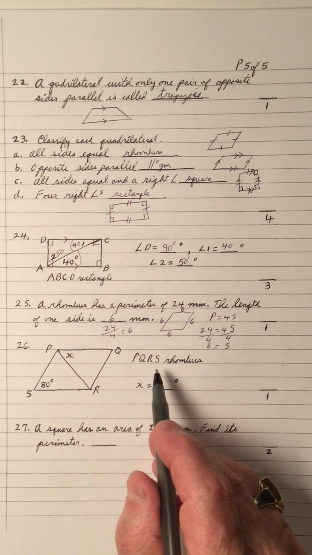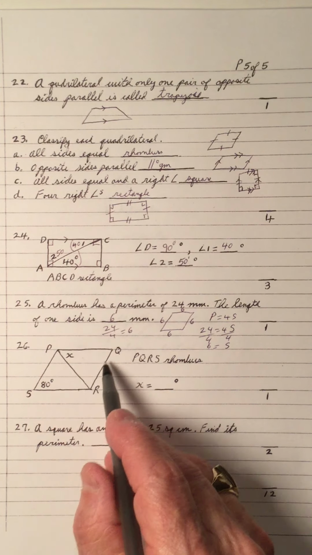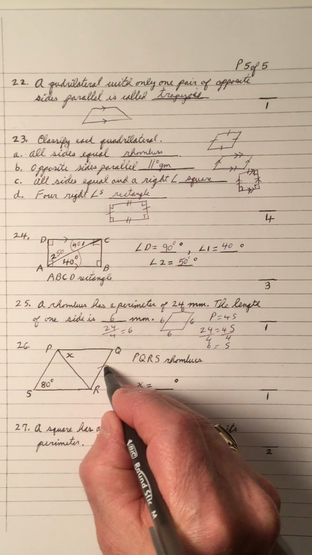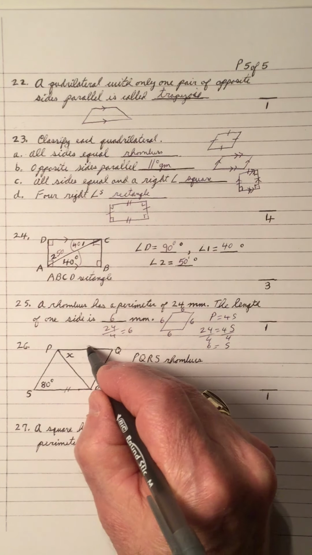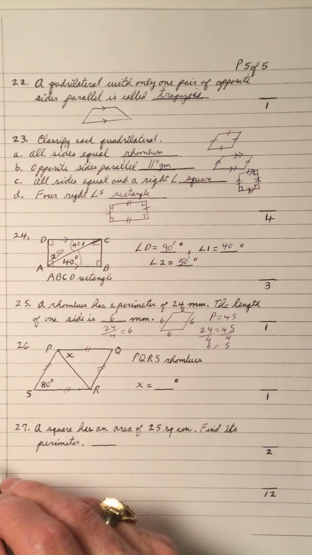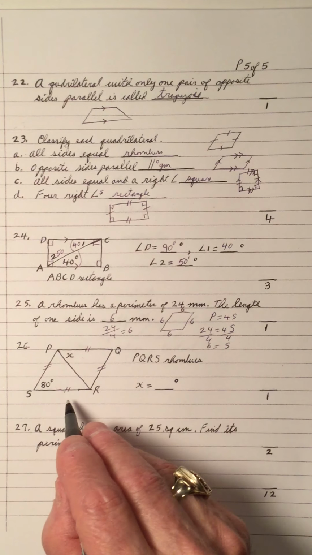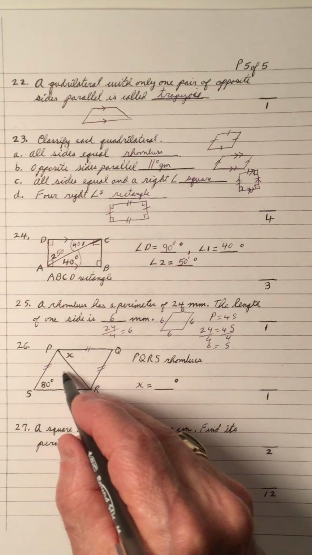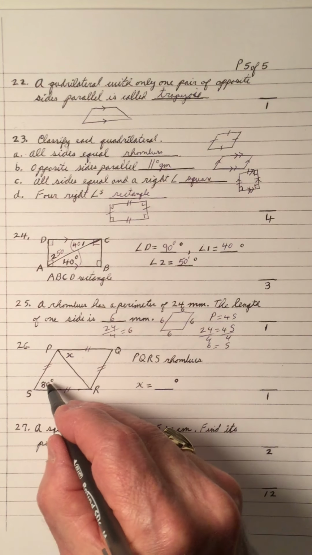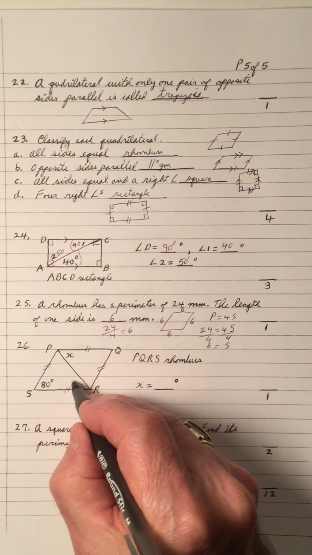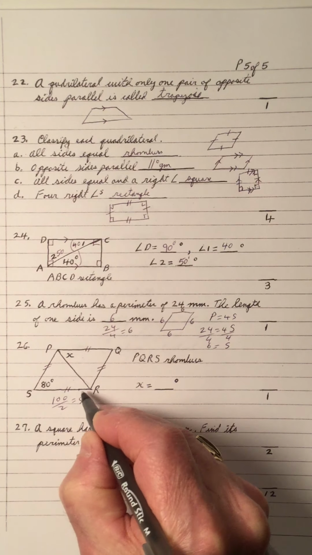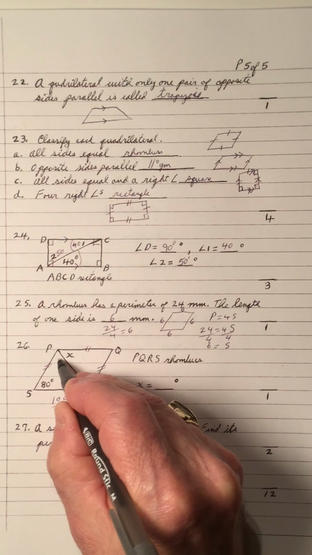Number 26, PQRS is a rhombus. When we think of a rhombus, we think of all the sides equal. And if all the sides are equal, and that's an 80, well, in this triangle here, we got an isosceles triangle. So if that's 80, there's 100 left over. So 100 divided by 2 gives us 50. So that's 50, and that's 50.